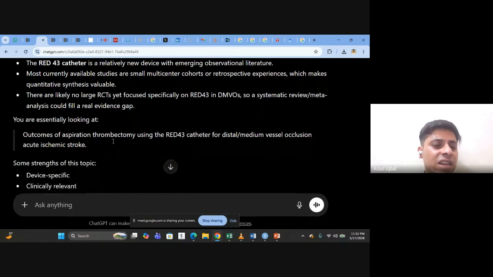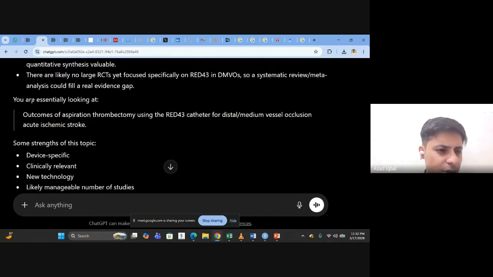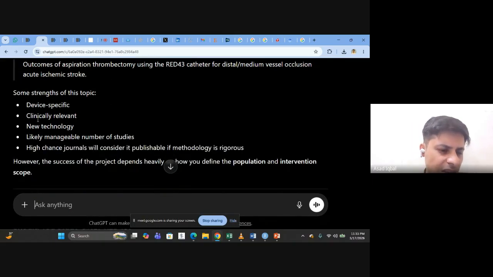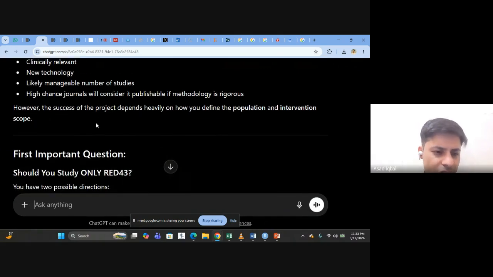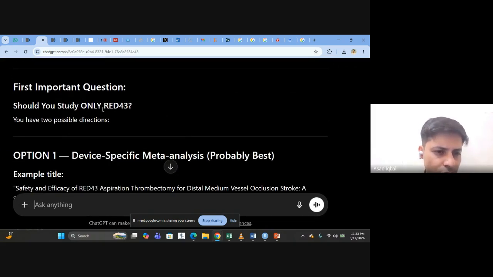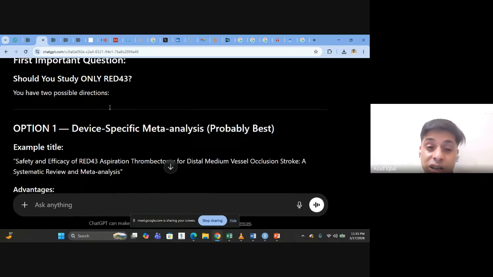A systematic review of the outcomes of aspiration thrombectomy using the Red 43 catheter for distal medium vessel occlusion has some strengths: it is device specific, clinically relevant, a new technology, with a manageable number of studies, and a high chance of publication if the methodology is rigorous. First important question: should you study only Red 43?